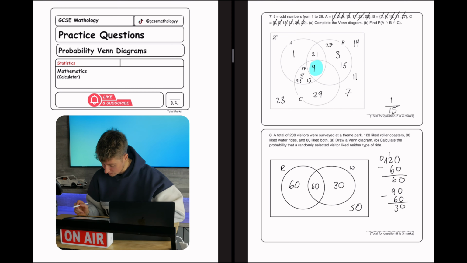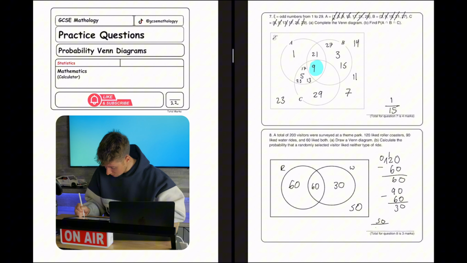Part B says calculate the probability that a randomly selected visitor liked neither type of ride. So that is 50, which is on the outside, out of a possible 200. And this gives me 5 over 20, which is equal to a quarter.